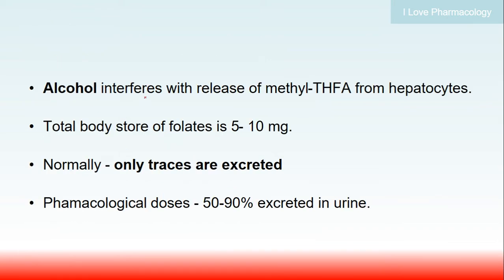Alcohol can interfere with the release of this methyl tetrahydrofolic acid from the hepatocytes. So in alcoholics, that's why you find folic acid deficiency. Total body stores of folate is 5 to 10 milligrams. Normally, only traces of folic acid will be excreted from the body. Whenever pharmacological doses are given, 50 to 90% of the folic acid administered will be excreted through urine because of plasma protein saturation.